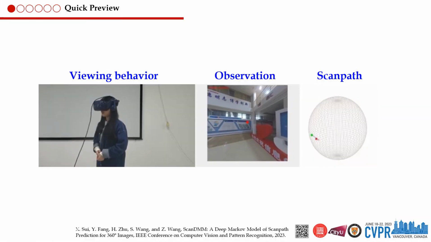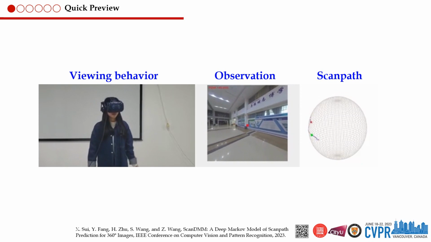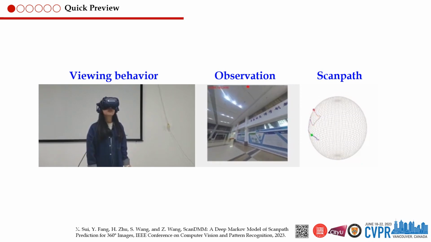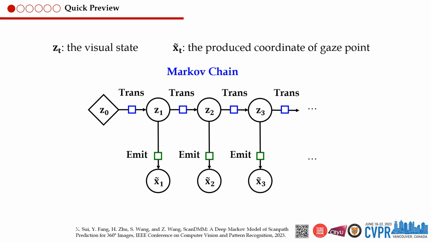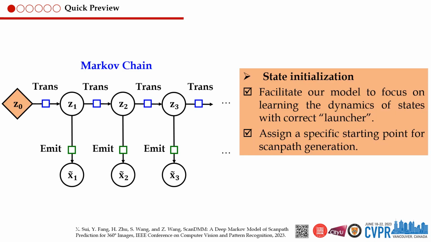Scanpath basically means how your eyes move when you're looking at something. It shows how your attention changes over time. What we've done in this work is create a deep Markov model that can predict scan paths for 360-degree images. The model uses the hidden state called Z to represent attentional landscape, and then produces the coordinate of the gaze point, which we call x tilde.